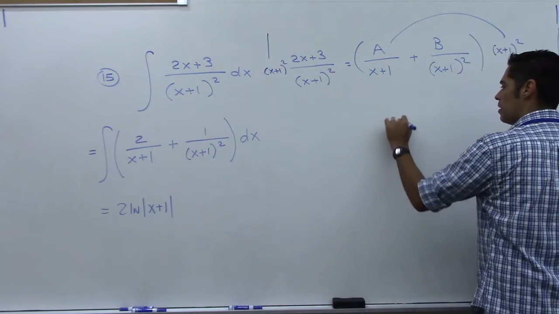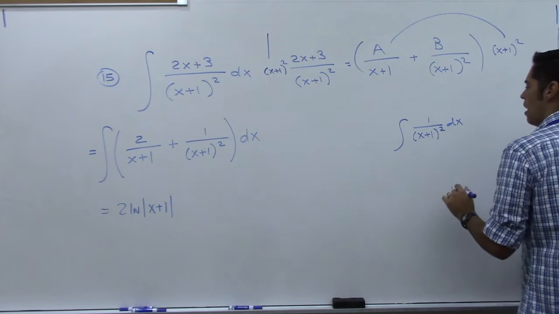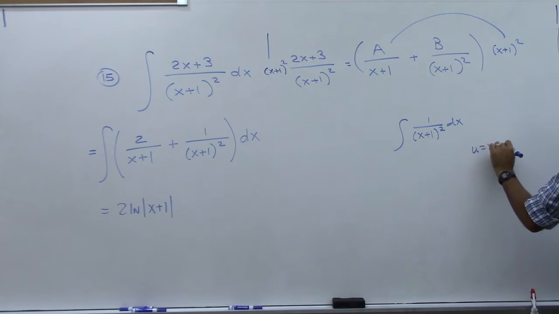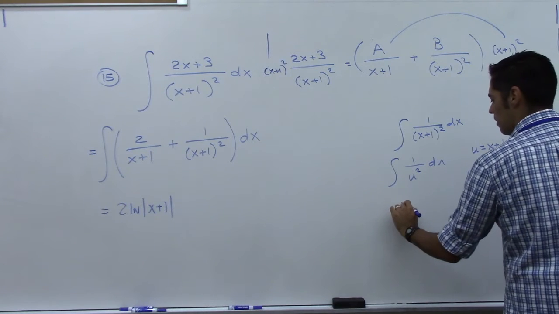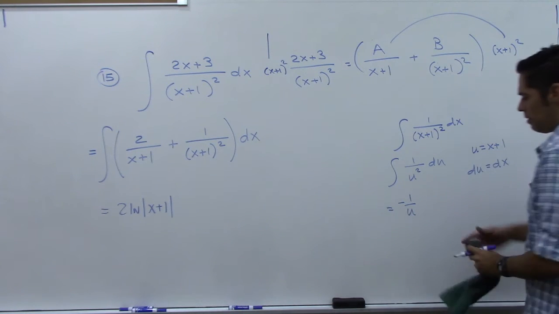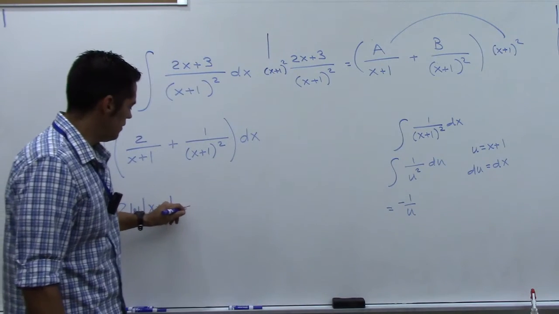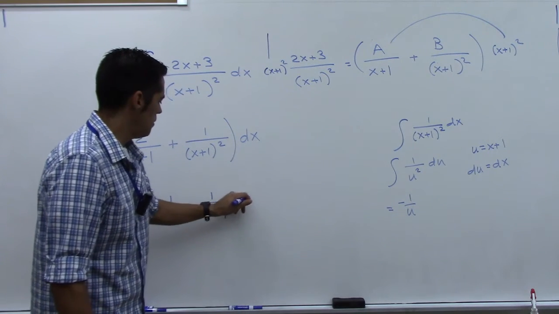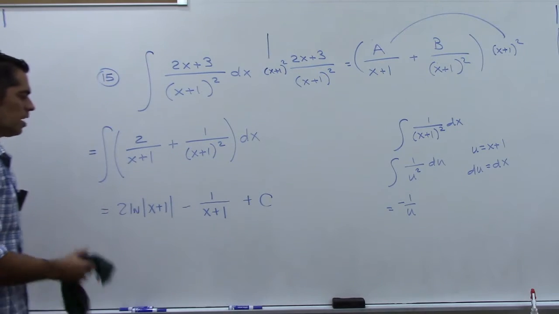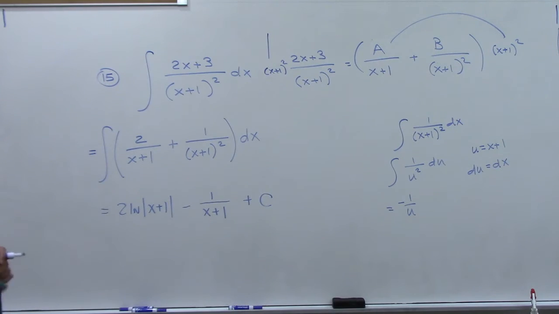I'm trying to integrate 1 over x plus 1 squared dx. I can make a quick substitution. u is x plus 1, du is dx. Rewrite the integral 1 over u squared du. This is going to be negative 1 over u when you take the antiderivative, because we've done that so many times. So this is going to turn into negative 1 over u, but u is x plus 1, plus a constant. So check it for yourself. If you differentiate this, you get back this. All right, that's it. It's number 15.